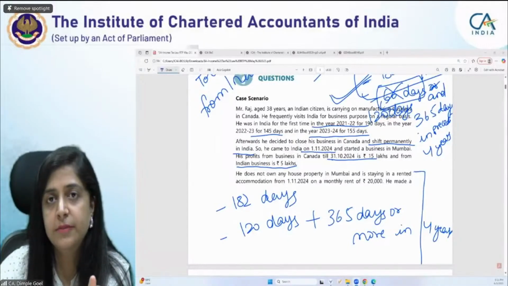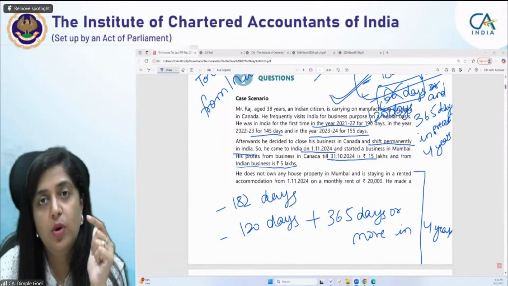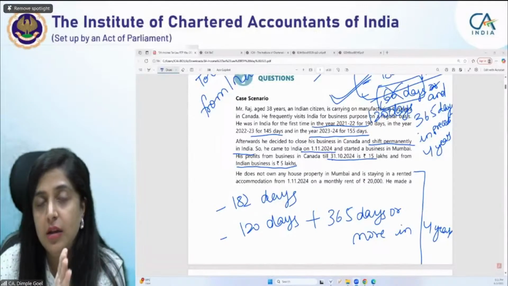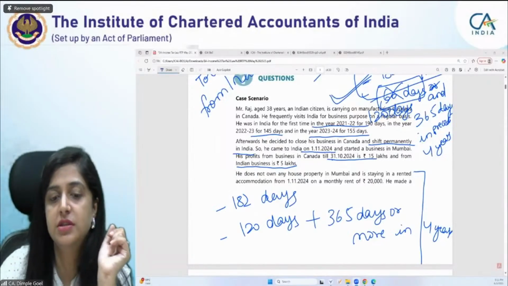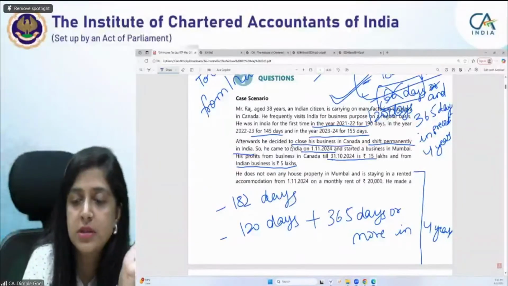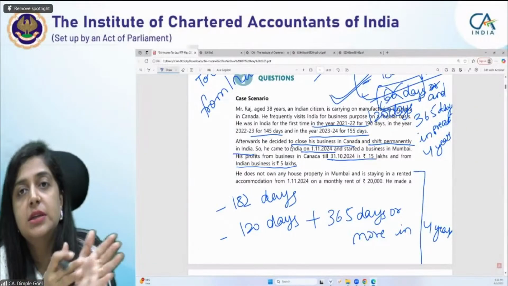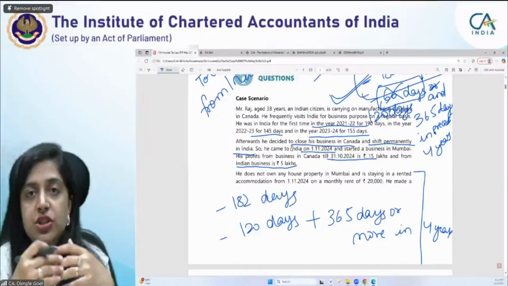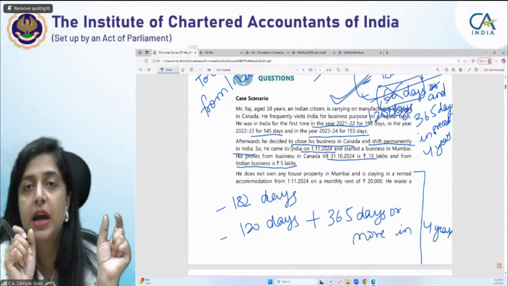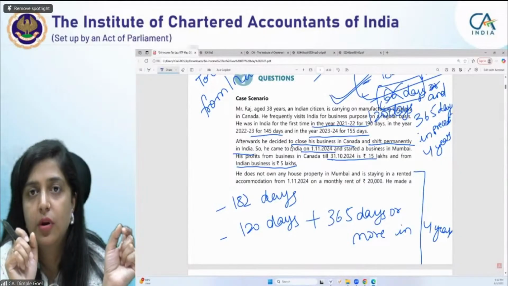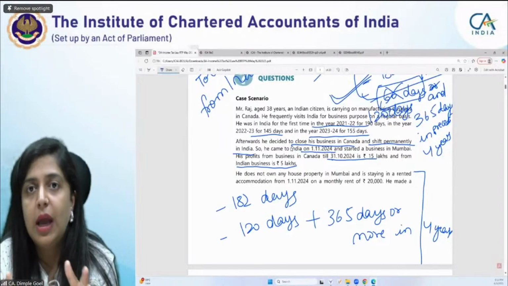Got it, students? But in this, there is one catch also. What is the catch? If an individual who is an Indian citizen visits India, but in our case, the situation is that he has closed his business abroad and shifts permanently to India. If the person is coming with the intention of permanently shifting to India, then it will not be classified as a visit to India. Then that exemption would not be applicable to that assessee.